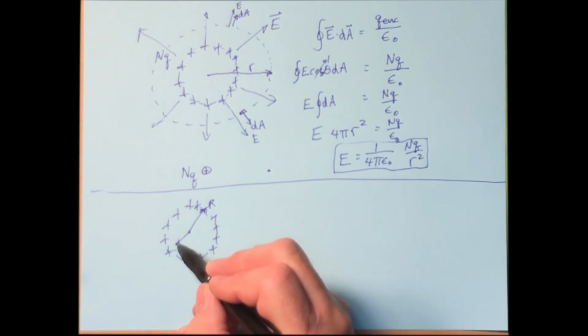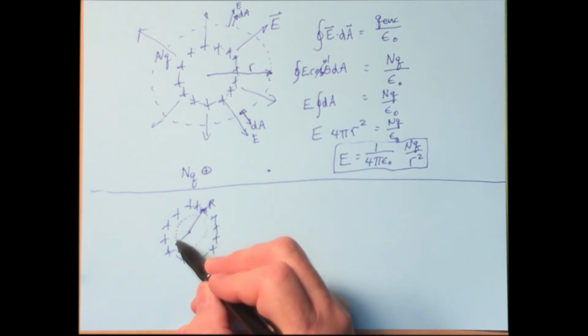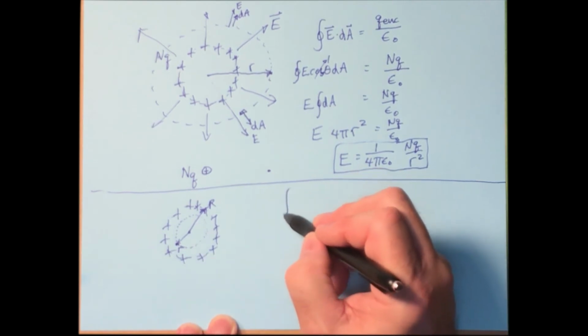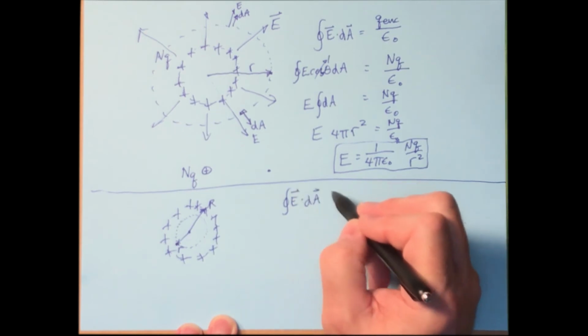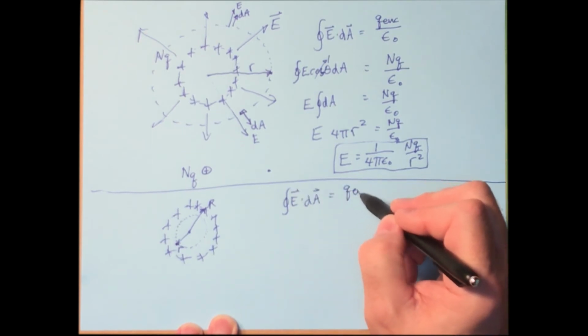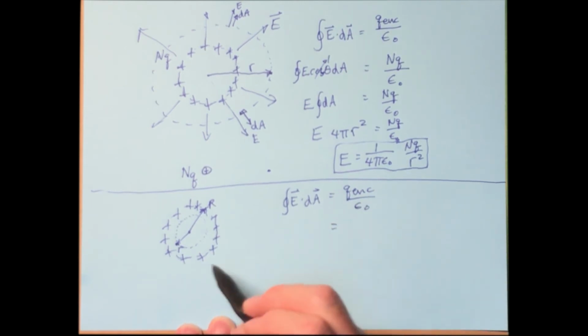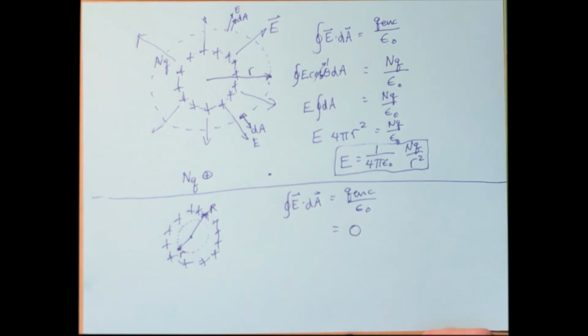We draw a Gaussian surface that is inside this, that is a sphere of radius little r. Now we have the closed integral of E dot dA equal to the amount of Q enclosed divided by epsilon naught. Let's do the right-hand portion. How much charge is enclosed inside the Gaussian surface? Well, it's not a trick question. There's no charge enclosed. So this right-hand portion becomes 0.